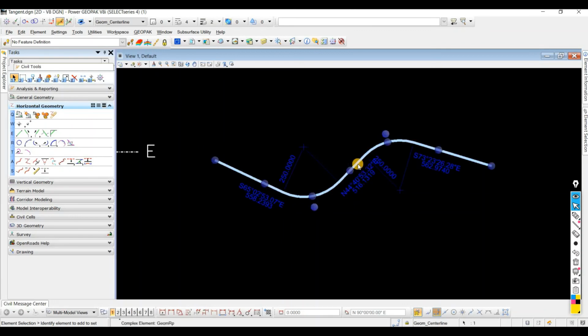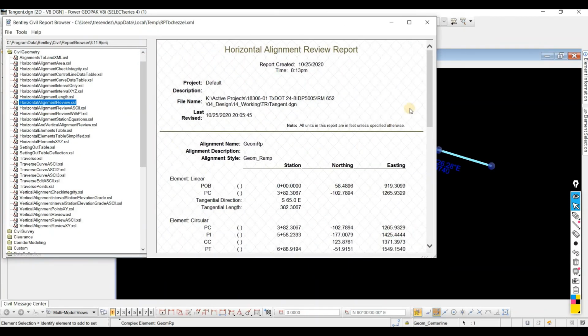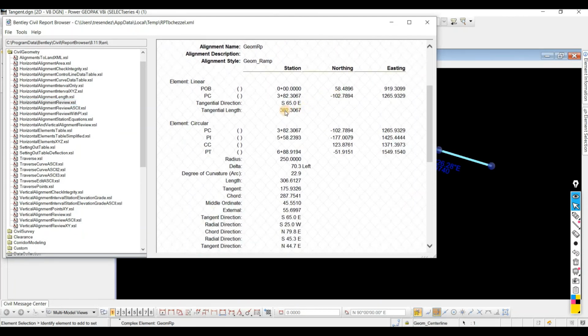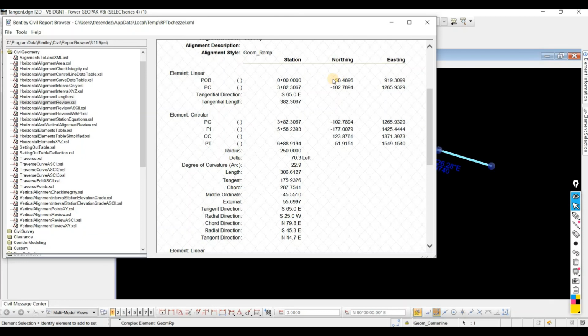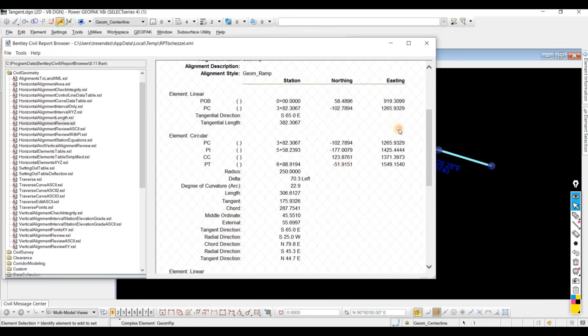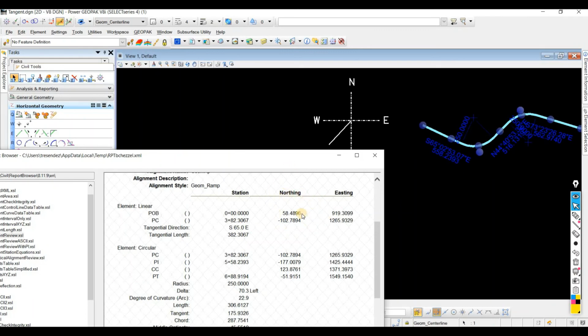And we can check this information if we click on our geometry and then go to horizontal geometry report. And this will pop up, and we can see that here would be our first tangent, here would be our second tangent, and these are the coordinates of the point of curvature, point of intersection, point of tangency here. So let's take a look at this and see if we can use Civil AccuDraw to double check to make sure that this is giving us the right information.